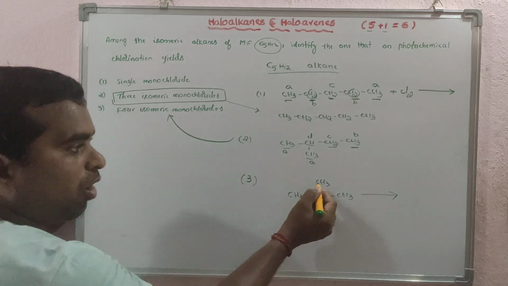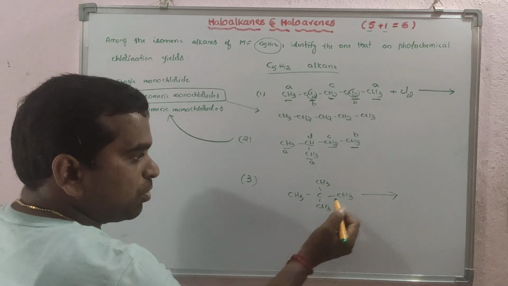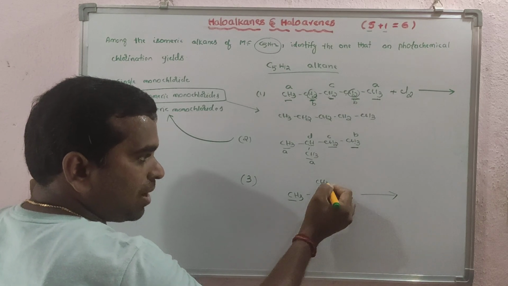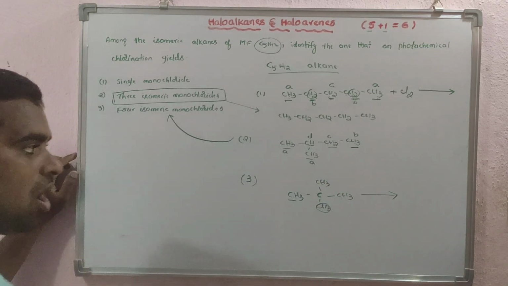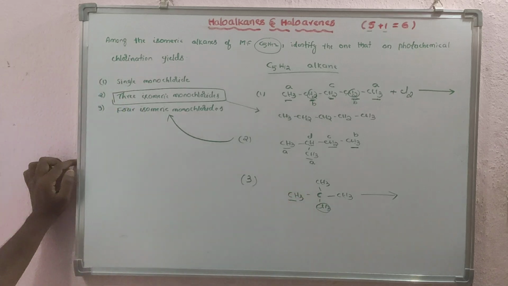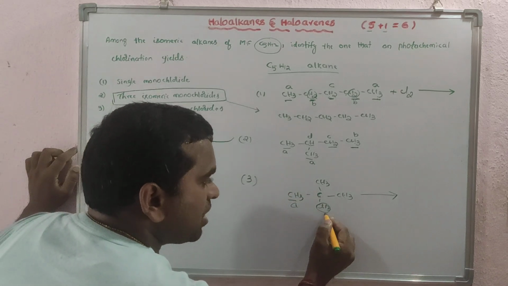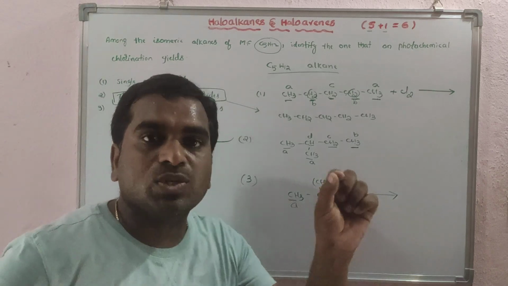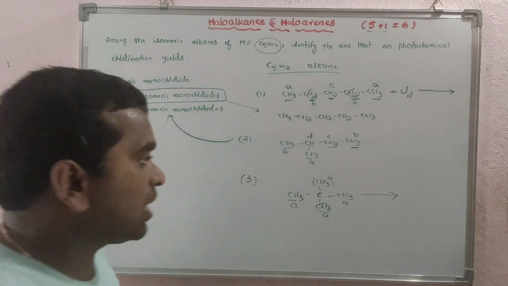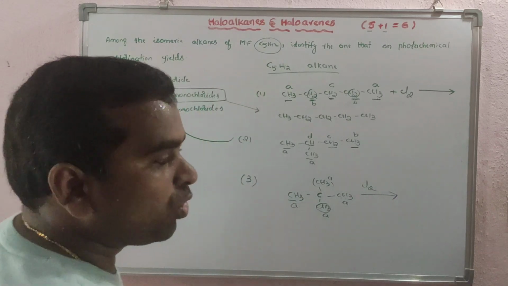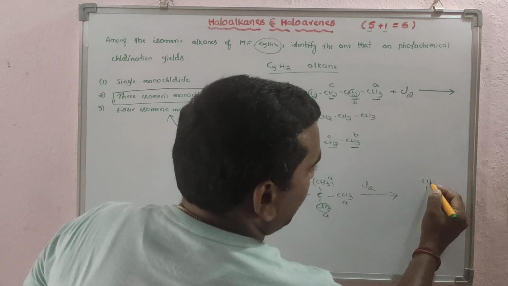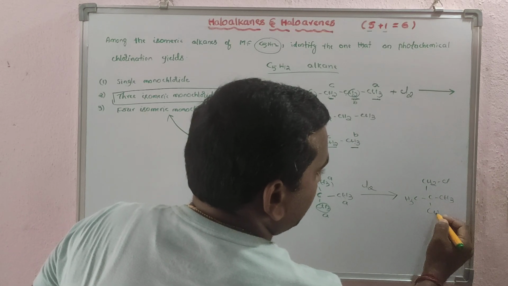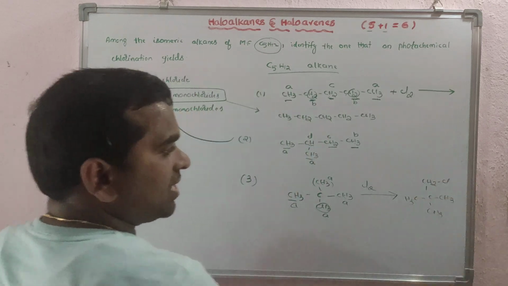Clear? Now, in this case, how many types of hydrogen atoms are present? You see, all these hydrogen atoms are same only. You see, this CH3 is attached to carbon, this CH3 is also attached to carbon, here also carbon, this is also carbon. So that's why all these CH3 groups are same, so the hydrogen is also same. A. So this compound contains only one type of hydrogen atoms. So if you do the chlorination, you will get only one monochloride compound. If you replace this hydrogen, you will get the same compound only.